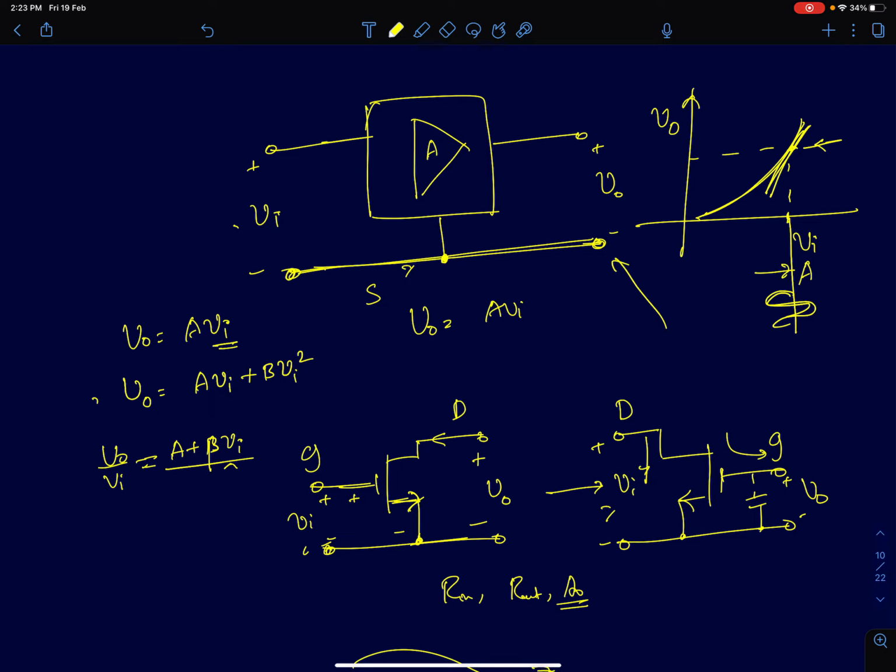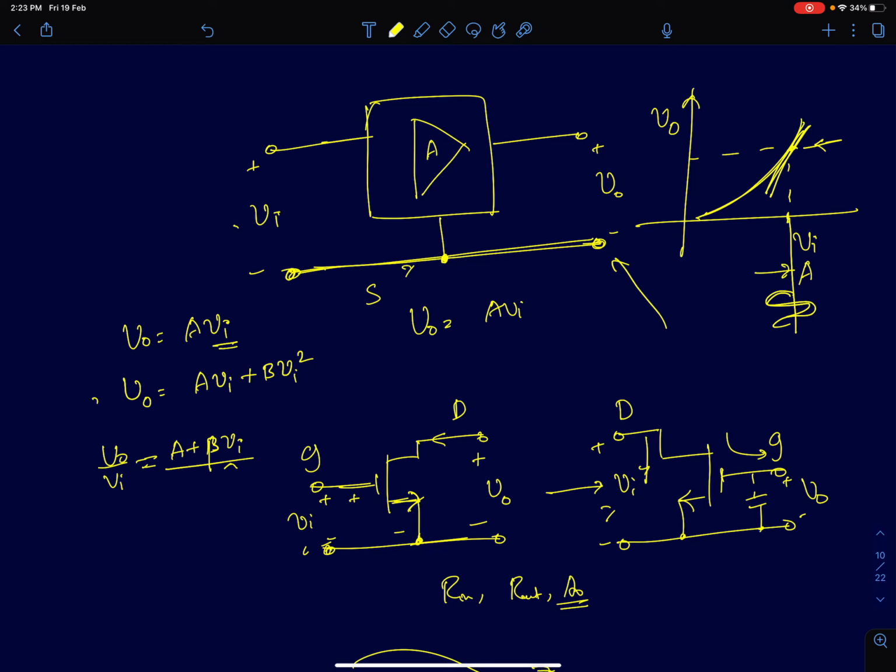So if I define each terminal as a common terminal, so I can define source as common terminal, then drain and gate can be either input or output. So I'll have two such possibilities in each while defining each terminal as a common terminal. Therefore there are 3 terminals, so I can define 6 possible configurations, out of which we will see only 3 can be used as amplifiers. The other 3 are impractical configurations.